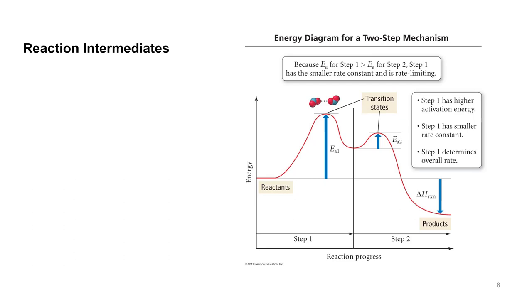So there's always going to be a rate limiting step. This is the step with the slowest rate, and it really determines the overall rate.